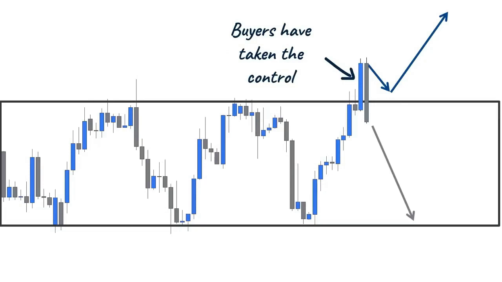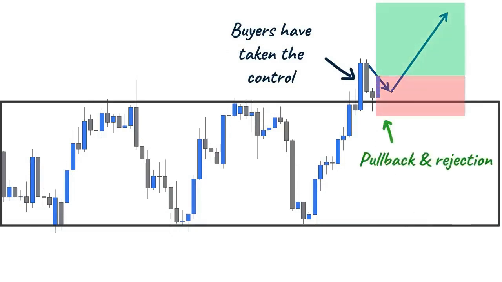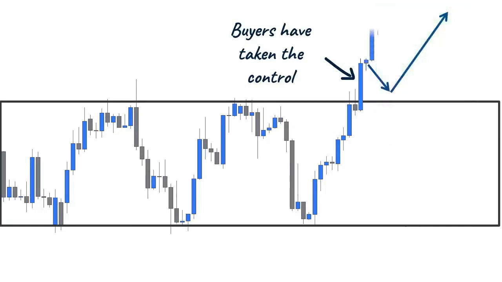So one of the ways to validate the break is to wait for a pullback and rejection to indicate that this level will hold. But the problem is that this pullback may never come, and we can lose a great trading opportunity to go long. So this is where the inside bar confirmation comes in.